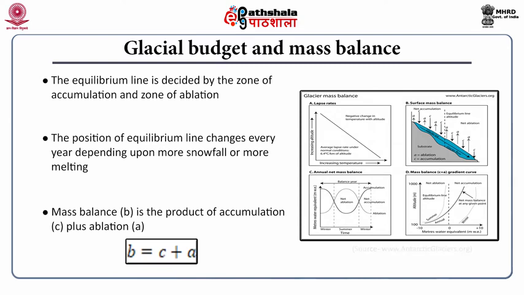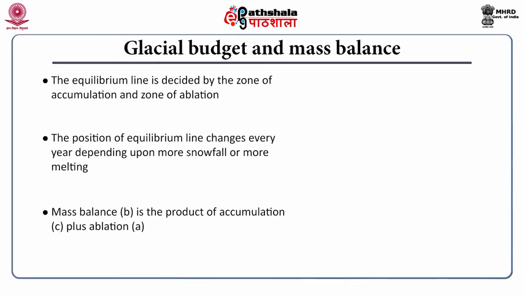Now, here I have shown an equation, that is B is equal to C plus A. Here B is the mass balance of the glacier, and C is accumulation, and A is melting. So from this very simple equation, you can calculate the mass balance of a glacier.